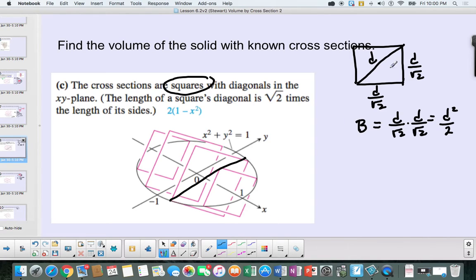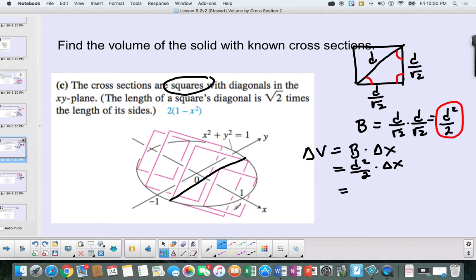Now we know that a square is made of isosceles right triangles, and we know this is a 45, 45, 90. So we know the sides are d divided by root 2. And when I multiply the two sides, this is my formula for the area of the base. So a little piece of volume will be the area of the base times the height. I don't need to write height, I need to write delta x. And my base is d squared over 2 times delta x.